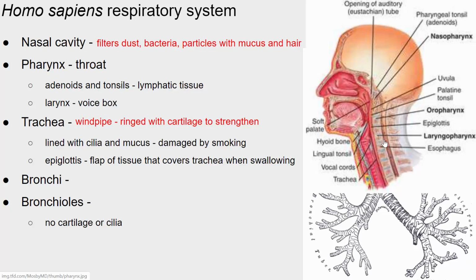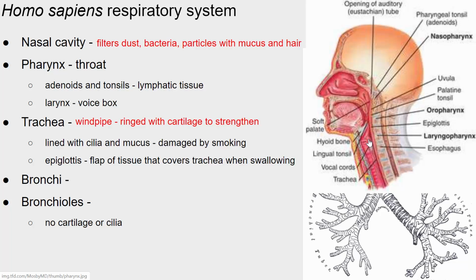And then the trachea, okay, as you look here, the trachea is also called our windpipe. It's ringed with very strong cartilage to help keep it open. Obviously, if our trachea were to be collapsed or were to be blocked in some way, that prevents air from getting into or out of our lungs, and that can be very dangerous. Our trachea is lined also with cilia, just like our nose is, and mucus as well, to again help filter out the air that's getting into our lungs.